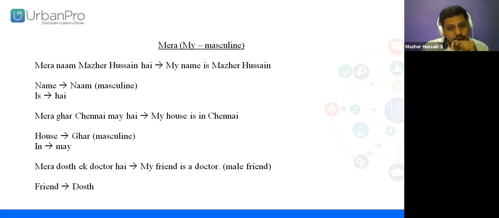Okay, but we also have gender for the objects. Here the object house comes under the masculine gender. So that is why I have to say mera ghar. I should not say meri ghar. If I say meri ghar, then the sentence is grammatically incorrect.